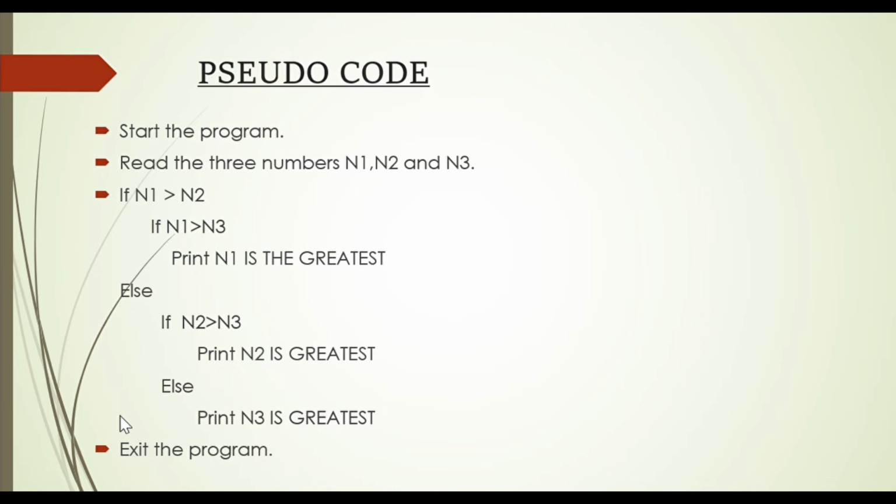तो अगर n1 n2 से ज्यादा नहीं हुआ तो n1 का ऑप्शन हम छोड़ देंगे और n2 n3 के जगह जाएंगे. तो if n2 is greater than n3 तो प्रिंट n2 is greatest, else print n3 is greatest and then we will exit the program. तो ये बहुत इजी है, थोड़ा सा पहली बार आपको कॉम्प्लिकेटेड लग सकता है, अच्छे से आप उसको समझिएगा तो बहुत इजी हो जाएगा. This is a very easy program.